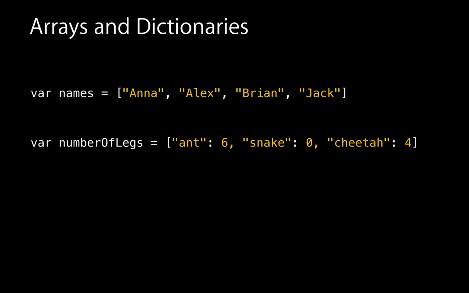Here we have strings and integers in our collections. They don't have to be objects. They don't have to be of class type. The second difference is that in Swift, collections are typed collections. Let's see what that means.